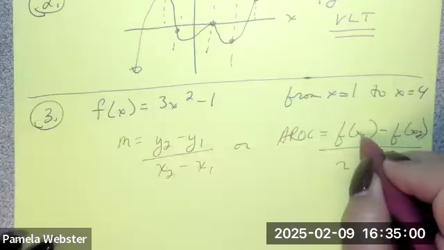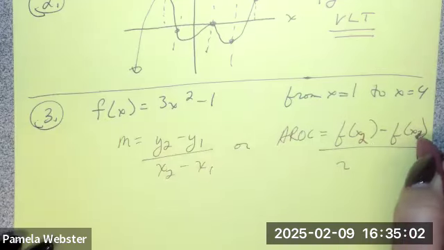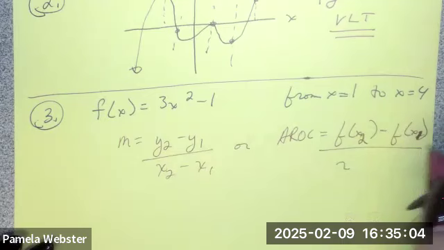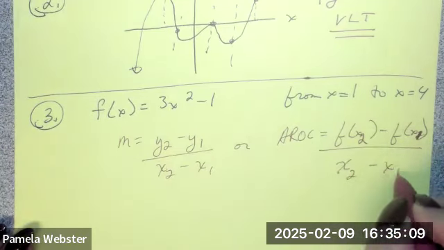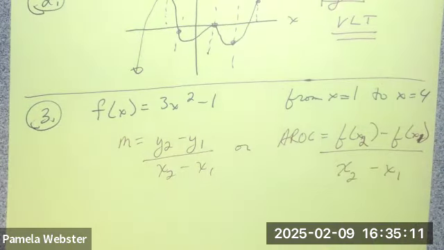I'm sorry, I switched those on you. Let me switch that back. f of x2 minus f of x1, over x2 minus x1. It doesn't really matter as long as you keep them straight, right? I was just trying to line these up with what I already had there.